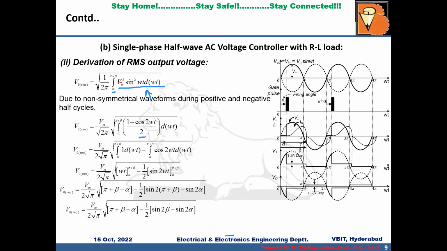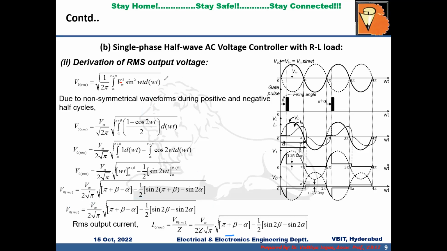I can take 2 as common. Root 2 into root 2 will be 2. So Vm by 2 root pi under root, the leftover quantity is 1 into d omega t, and minus cos 2 omega t d omega t. So do the integration, and after substituting the upper limit and lower limit, I will get the RMS output voltage as Vm by 2 root pi under root (pi plus beta minus alpha minus 1 by 2 (sine 2 beta minus sine 2 alpha)), right? So this is the RMS output voltage.